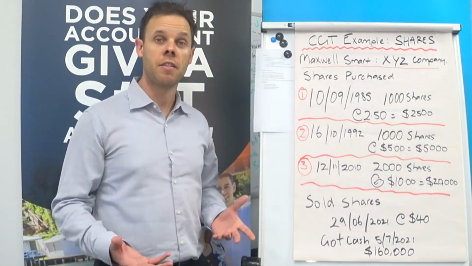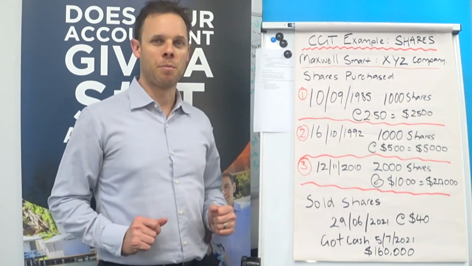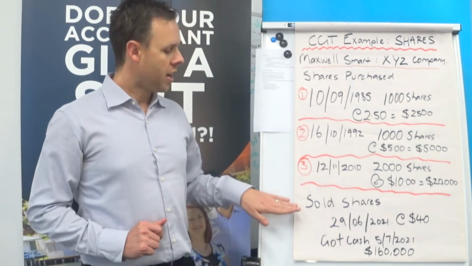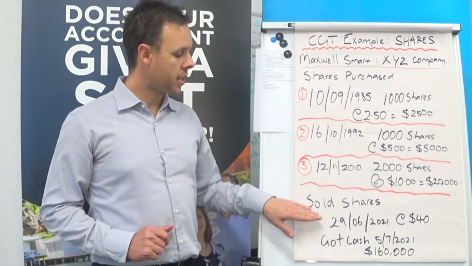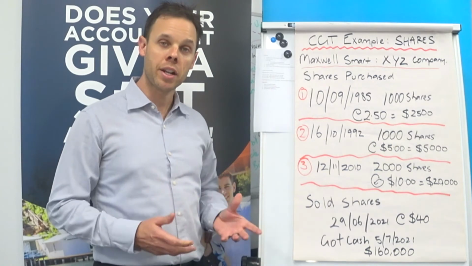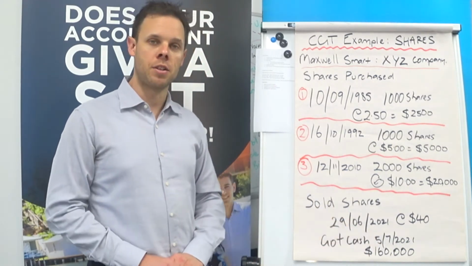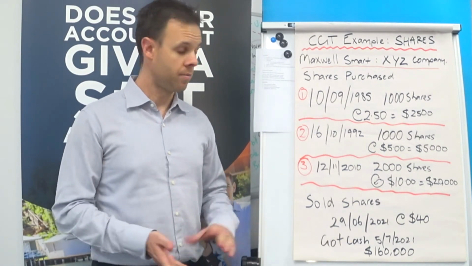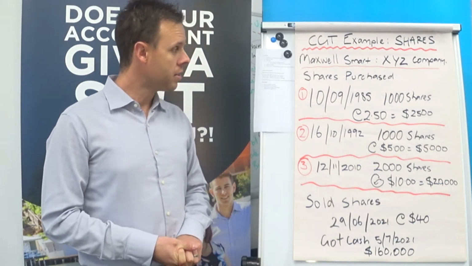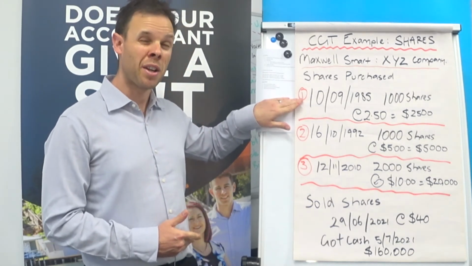For the simplicity of today's example, I've said let's not worry about brokerage fees. But for our example here, on the 29th of the 6th he went into a contract to sell those shares, and on the 5th of July 2021, he received his $160,000. Happy days. So there's probably two hints that we're taking off this page here. Pre-CGT, so we're going to ignore that.